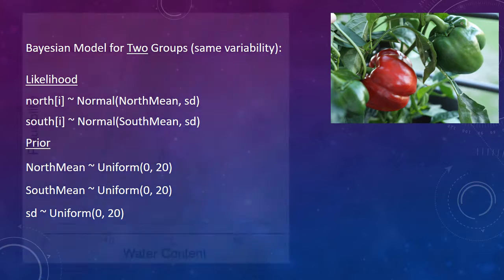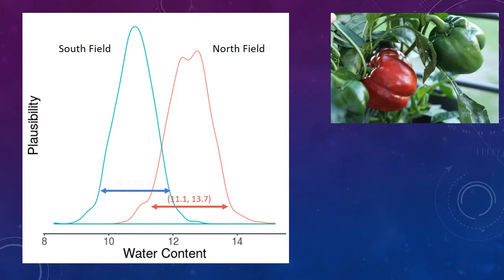Here are the estimated posterior distributions for the mean water content in the two fields, based on the Markov chain Monte Carlo simulations, along with 95% highest density intervals.